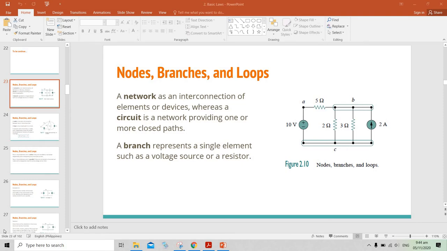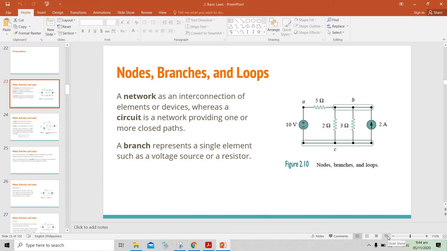Hi everyone. This is just a continuation of chapter 2, which is the basic laws. So last time we discussed Ohm's law. So karon mag-discuss na pud ko about nodes, branches, and loops.